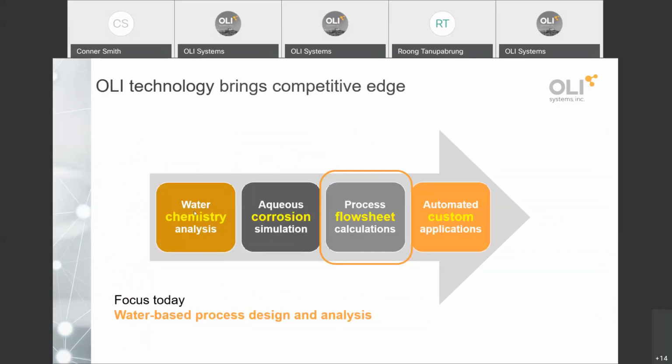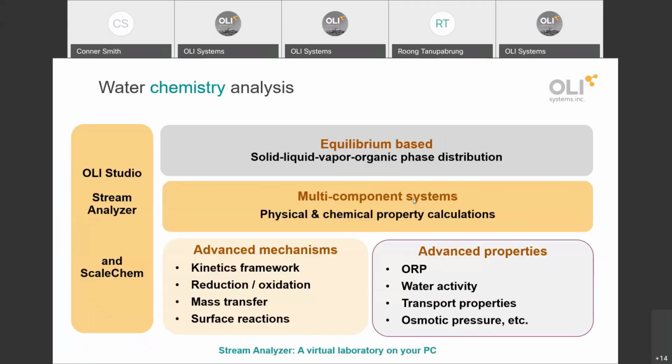So we're not going to touch too much on the water chemistry analysis or the corrosion side or the automated custom applications, but I do want you to be aware of those as you're looking at these examples and you're looking to understand what your process is and how it's going to be used by not just an R&D group or an engineering group, but even possibly into operations. So again, today's focus is on our process flowsheet calculations.